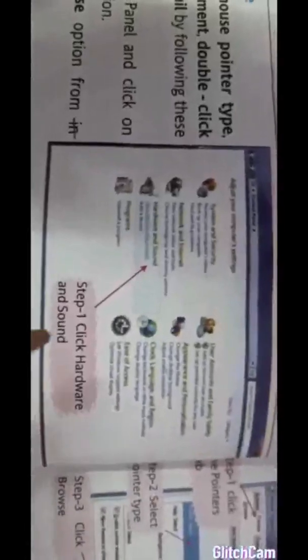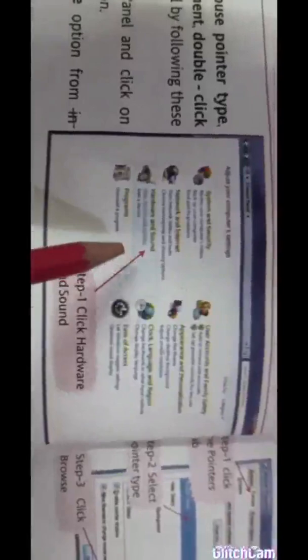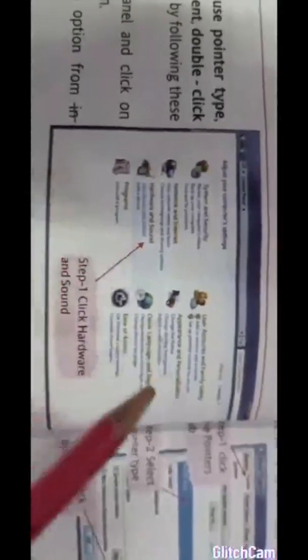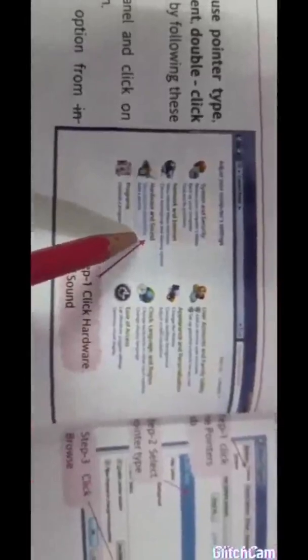Now the next one is configuring the mouse. If you want to configure the mouse, as the mouse is a hardware device, we have to click on the Hardware and Sound option. This type of window will appear on your screen. We have to click on the option Mouse. Then we can see another window, this one.